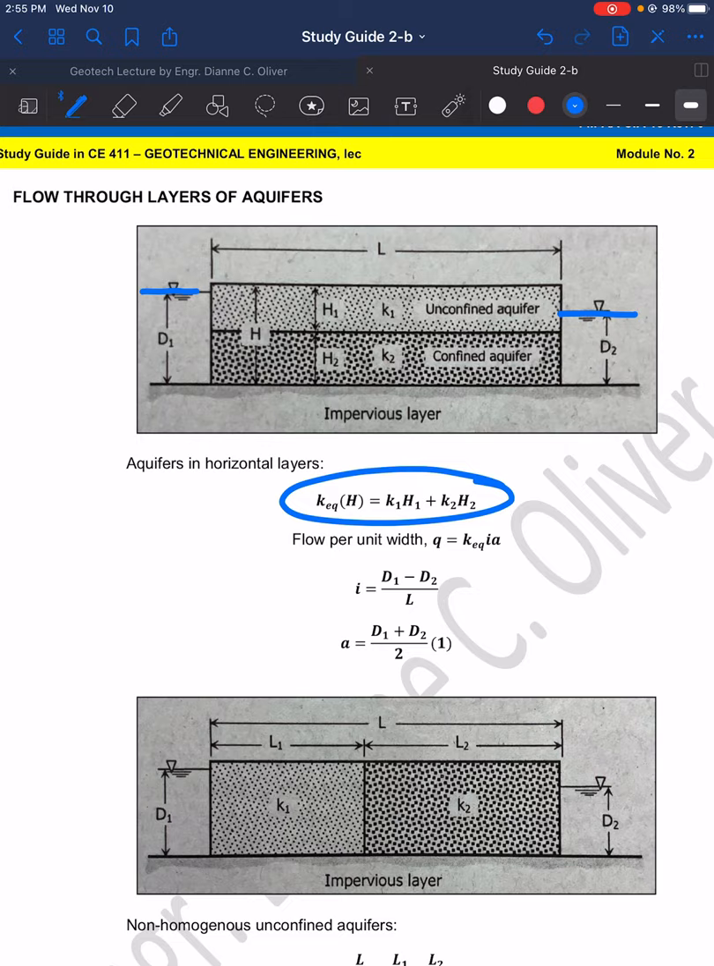horizontal formula. Okay? So we have here K equivalent, what we are looking for, and then H, the total width of the two types of soil, which is this portion here, and that is equal to the individual soil layers. We have K sub 1 and the height of the first layer, then the second layer, K sub 2 and the height of the second soil layer. To compute for the flow per unit width, so take note, it's per unit width, we are using small q, because if we are computing for the area here, it is multiplied with 1 meter width.